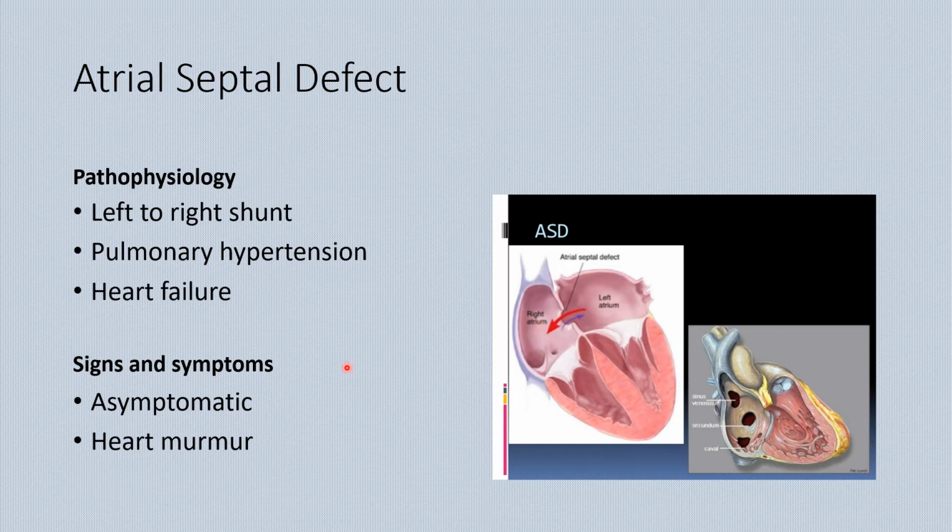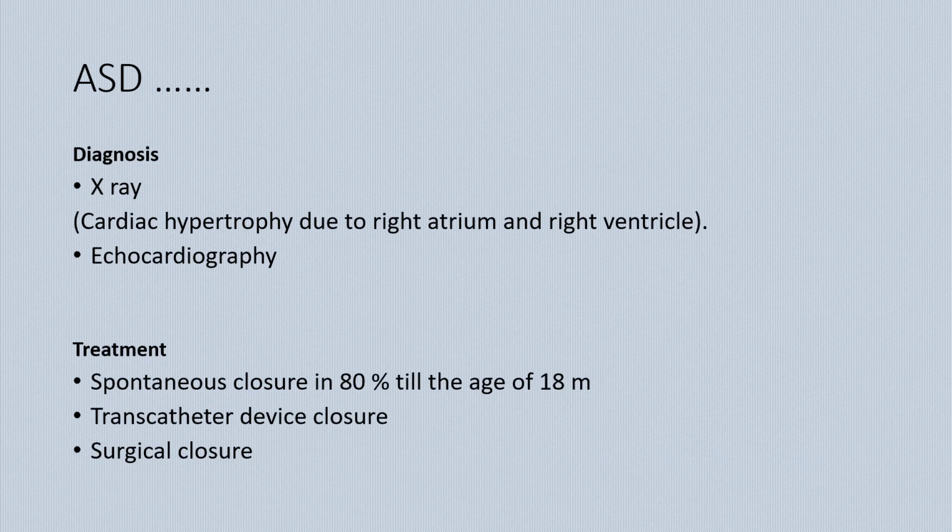Most of the kids with atrial septal defects are asymptomatic, but sometimes the cardiologist or treating physician is able to auscultate a heart murmur in kids who present for some other problems like fever or chest infection. The first investigation which is usually done is chest X-ray, and in chest X-ray the cardiac shadow is enlarged due to right atrium and right ventricular enlargement. Echocardiography would give the perfect configuration of the septal defect.